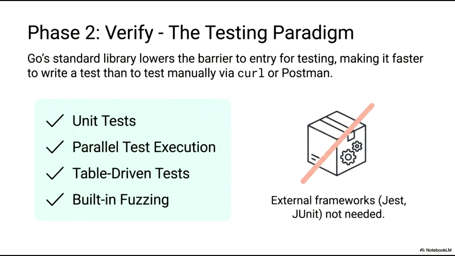In Phase 2, we explore the testing paradigm. Go's standard library significantly lowers the barrier to entry for testing, often making it faster to write an automated test than to perform manual verification via curl or Postman. The built-in toolkit natively supports unit tests, parallel test execution, and table-driven patterns, along with integrated fuzzing capabilities. This comprehensive suite eliminates the need for external frameworks like Jest or JUnit, ensuring a streamlined and consistent testing experience across the entire Go ecosystem.